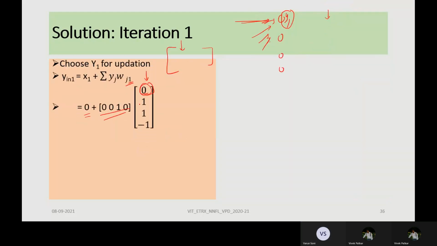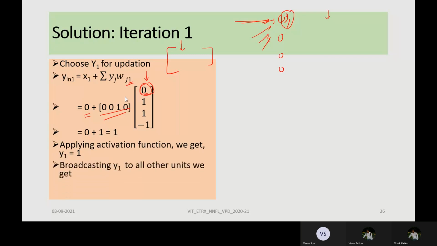So I have taken the first column of the weight matrix. Clear? Yes, sir. Now clear. Good. And then I multiply and I get it as 1. Applying the activation function, greater than 0 है तो it will remain as 1.